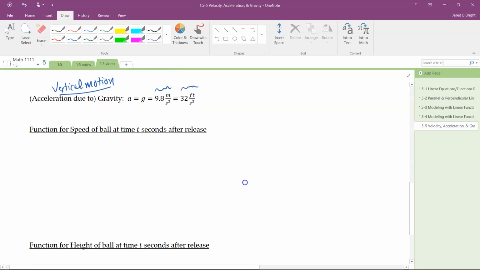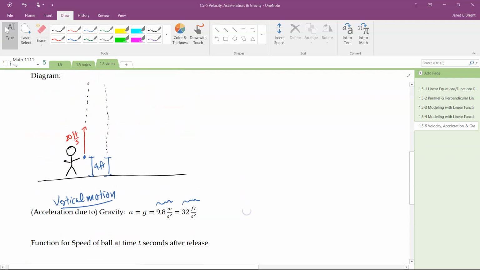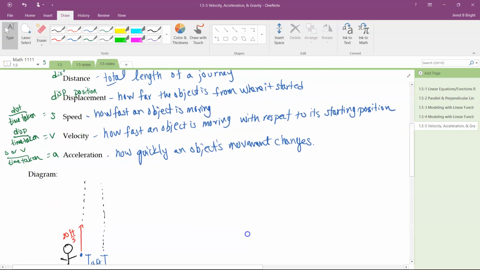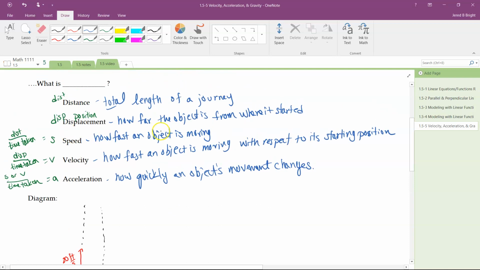So it said, what do you know about distance, displacement, speed, velocity, acceleration? Well, they all exist. That's what I'm going to say. Okay. Distance is harder to compute because we don't know right now how high it went or anything like that, so we don't know its total journey. Displacement, that's actually an interesting thing to think about. Displacement is how far the object is from where it started. So if you toss it up and then later catch it, how far is it from the starting place?